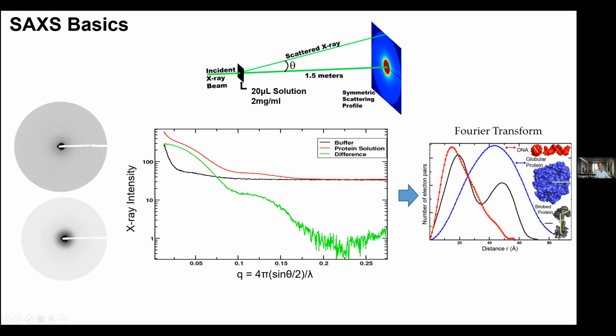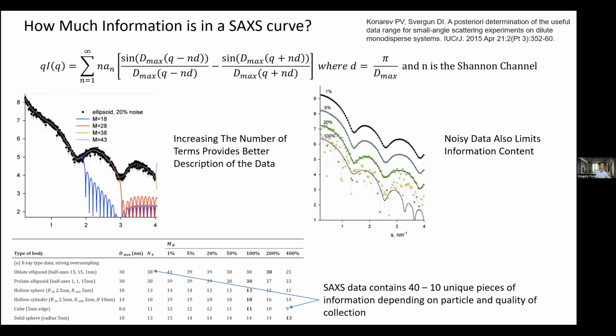And then you've got the inter-domain distances, which is the second peak here. So you can read into that. All right. So what can you expect from SAXS, in terms of information?